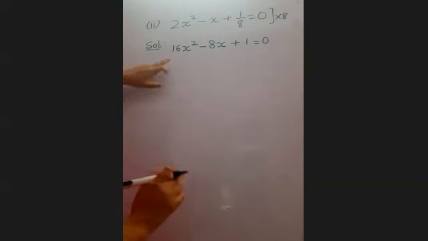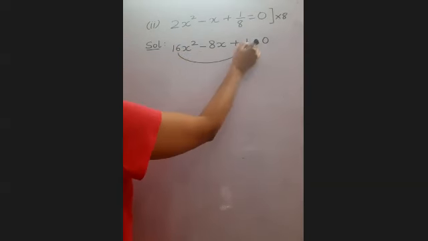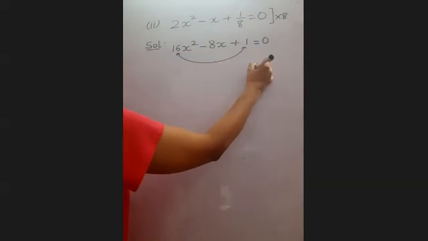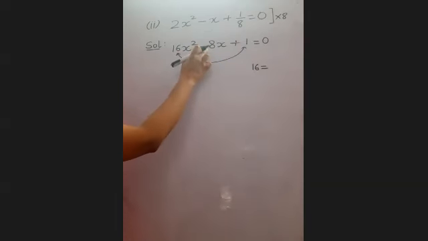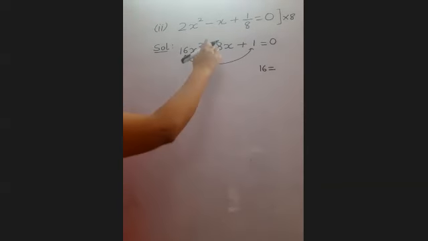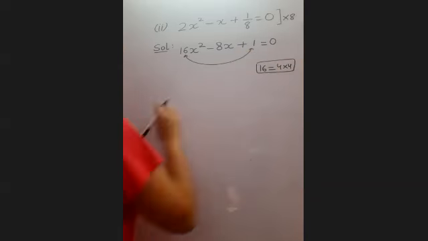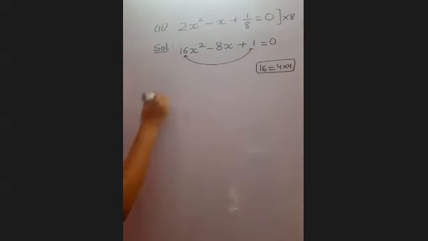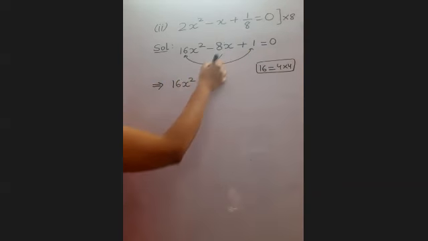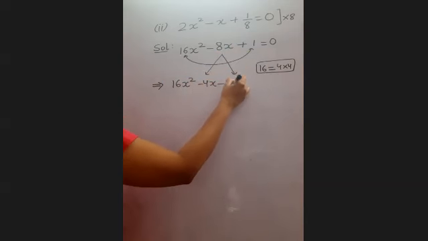Now, we need to see 16 into 1. What is the factorization of 16 into 1? 16 is factorized as 4 into 4. Minus 4 plus minus 4 is minus 8, and minus 4 into minus 4 is 16, with plus 1. Is this fine? This gives me 16x square, and the middle term can be divided as minus 4x minus 4x plus 1.